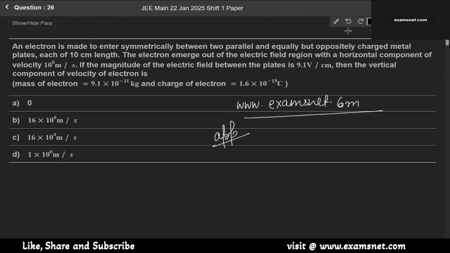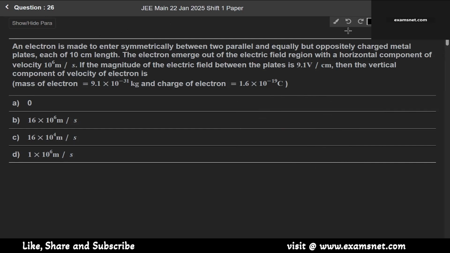So today, students, we will be solving JEE Main 22nd January 2025 shift first paper. In this particular video I'll be solving the physics part of the paper. Starting with the very first question of the physics part, that is question number 26.